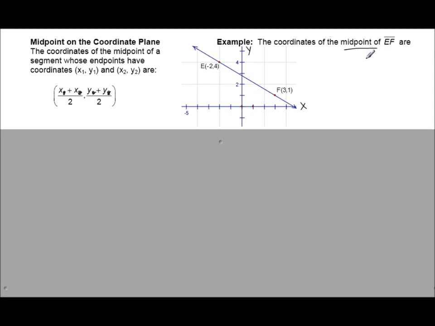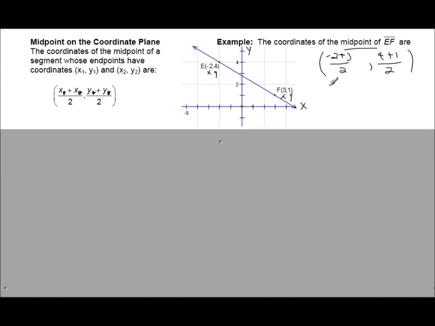So we'll work this example together. What we're going to do is always label x and y for each of our coordinates so we don't confuse them. And we take our x values, we have negative 2, we add them together, so I'm going to do negative 2 plus the other x value, which is 3. I'm going to divide that by 2. Then I'm going to figure out my midpoint of my y coordinate. So I take my y values, 4 and 1, I add them together, and I divide by 2.